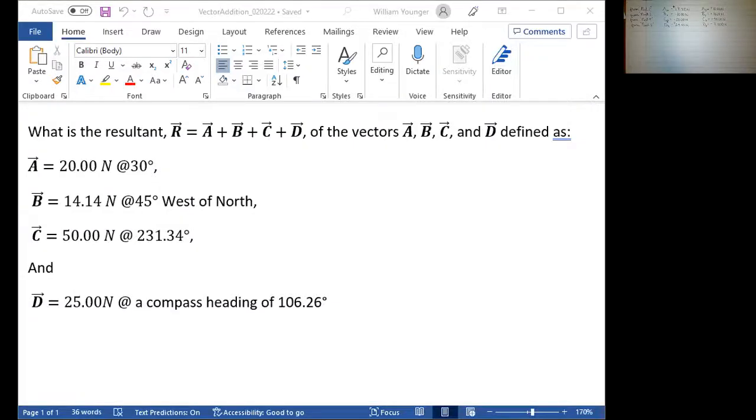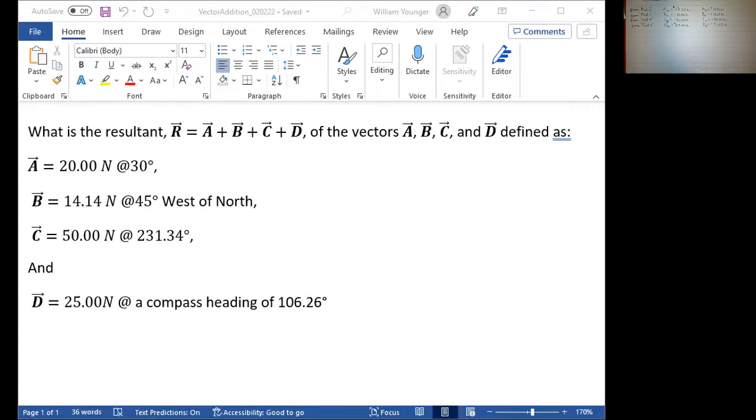So we see b was 14.14, which looks a lot like 10 times the square root of 2. No, I was right the first time, 10 times the square root of 2. And that's at 45 degrees west of north. So that means you're going to take due north, which is this way, and you're going to go west, but you're going to go literally halfway between the y-axis and the negative x-axis. That's going to give us a negative x component and a positive y component.